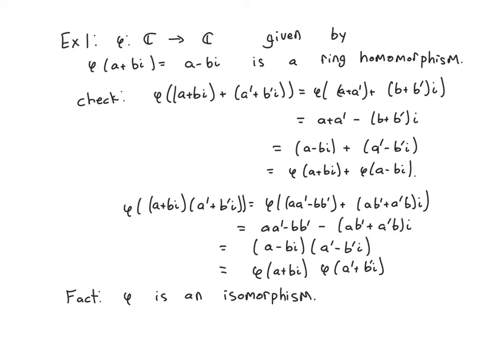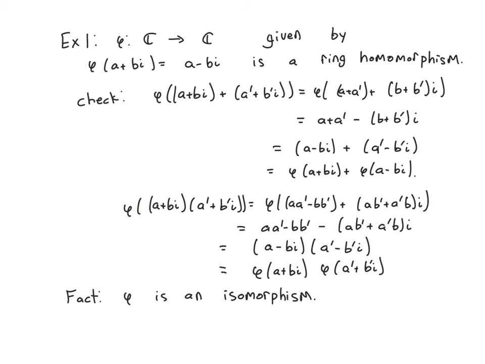So here comes our first example of a ring homomorphism. I don't think this one's in the book. We're going to go from the complex numbers to the complex numbers. It's called complex conjugation. Turns out to be a very interesting function, and this is its algebraic property. So here's the proof. You have to check these two properties.